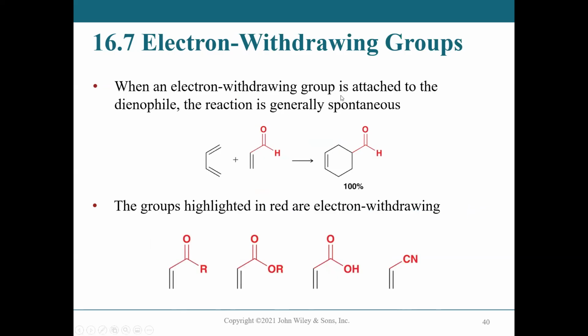It says when an electron withdrawing group is attached to the dienophile. So okay, we have this. Here's our diene. Here's our dienophile. Reaction is generally spontaneous. It says the groups highlighted in red are electron withdrawing. So that means, remember the table of electronegativity, we go in, so it's going to pull more electron density away.